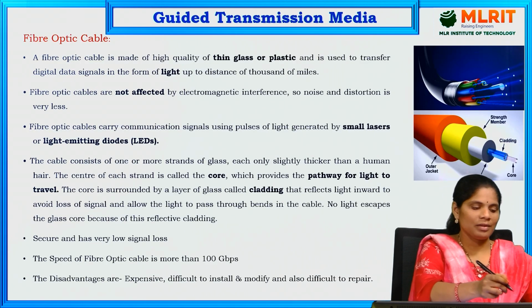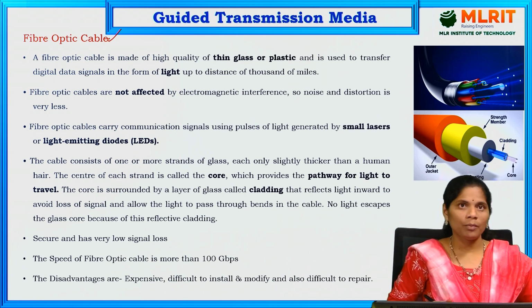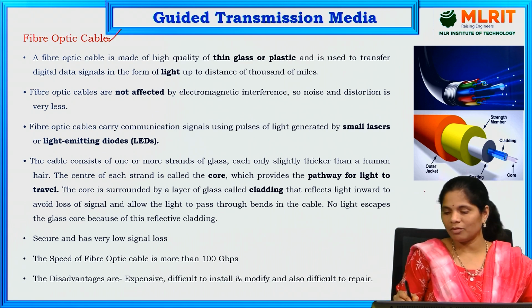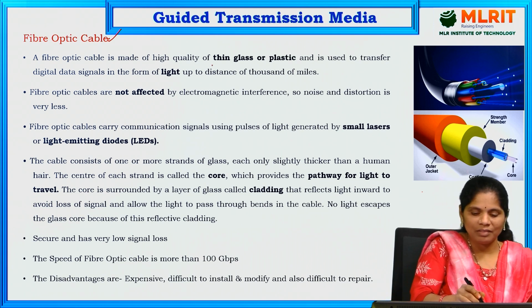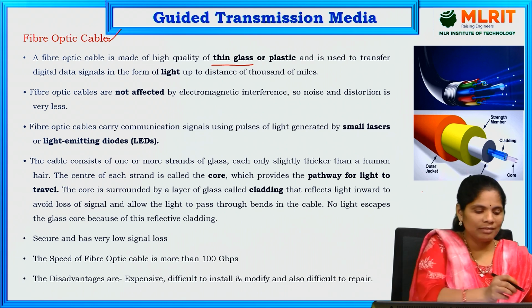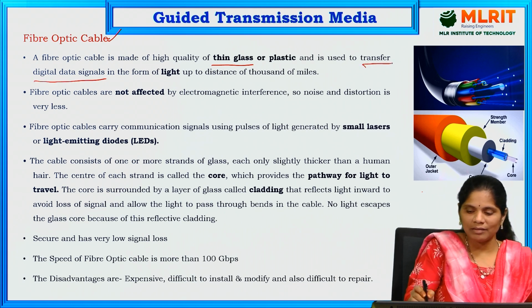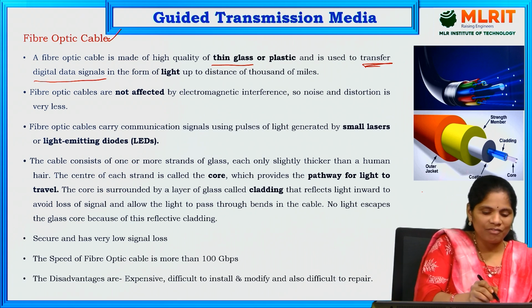And next cable is the fiber optic cable. This is the third cable. So, what is fiber optic cable? This is the picture of the fiber optic cable. It is made up of high quality thin glass or plastic. And mainly it is used for transferring digital data signals. For transferring digital data signals, we are going to use the fiber optic cable in the form of light.